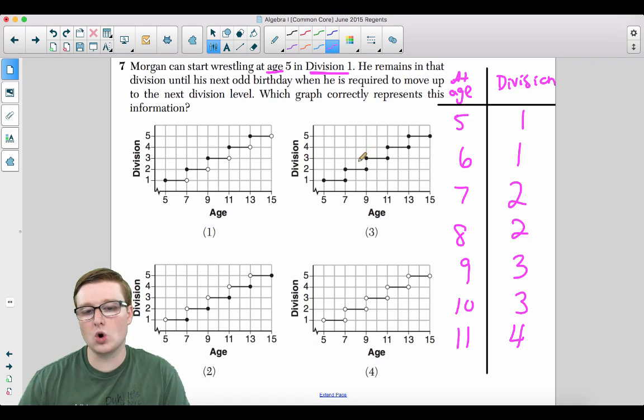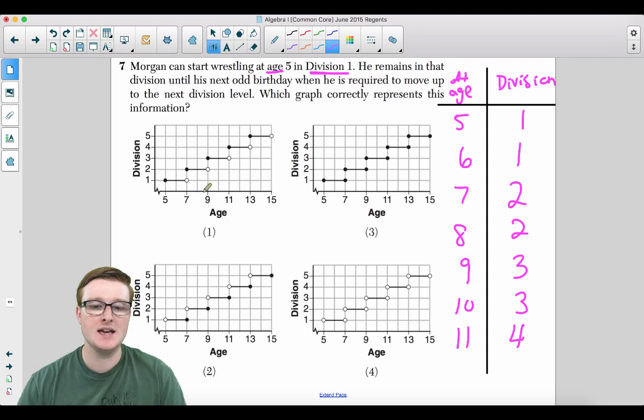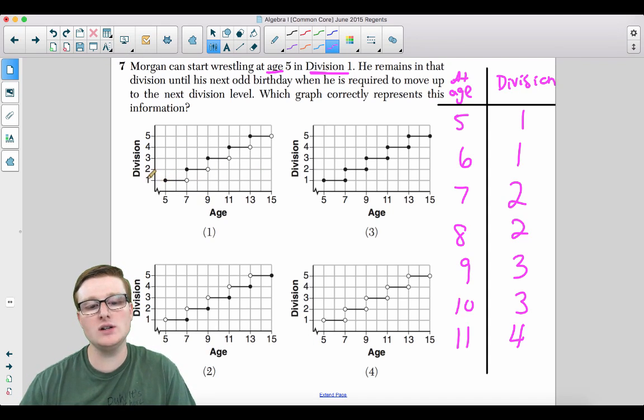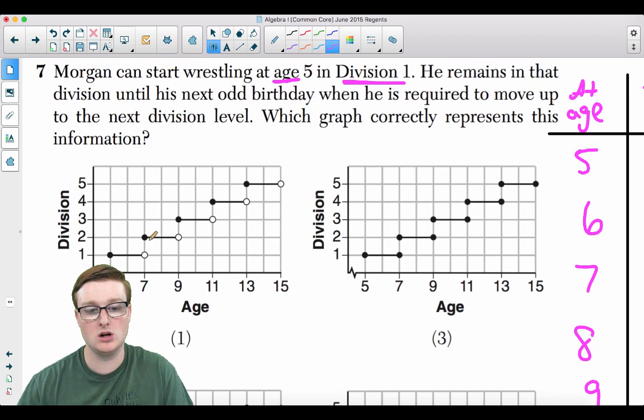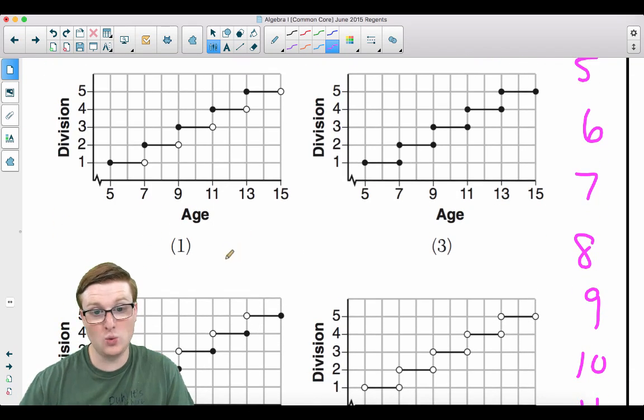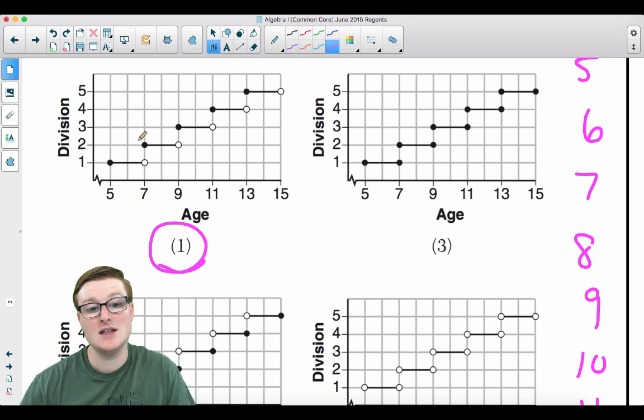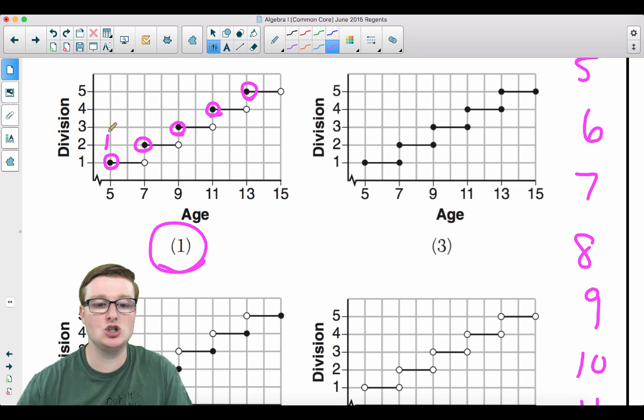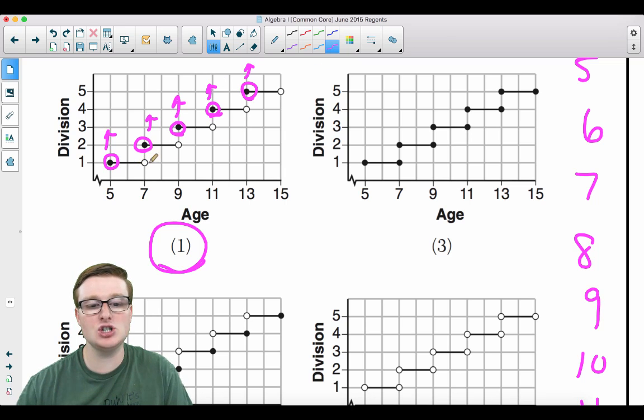So the one that could work is we're looking for holes for his odd birthday. If you take a look at choice 1, it's saying at age 5, he's included in Division 1. Then at age 7, notice how he's not included in Division 1, but now he's included in Division number 2. So, choice 1 is actually the answer, because these solid dots here are showing his next odd birthday. He's jumping to the next division level. These holes that you see here imply that he's too old. He's got to move up to the next level.